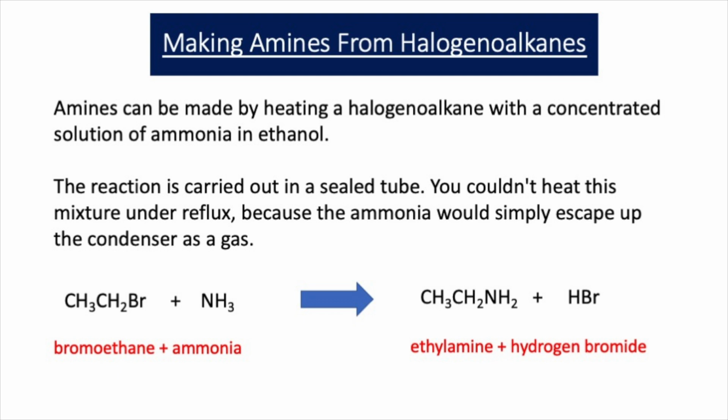If we look at this equation, we have bromoethane reacting with ammonia, and the products are ethylamine and hydrogen bromide gas. So CH3CH2Br reacts with NH3 and we get CH3CH2NH2 and HBr. Now, this reaction is a nucleophilic substitution. In a substitution reaction, the reactant atoms swap to form products, and NH3 is a nucleophile because there's a lone pair of electrons on the nitrogen, and a nucleophile is an electron pair donator.